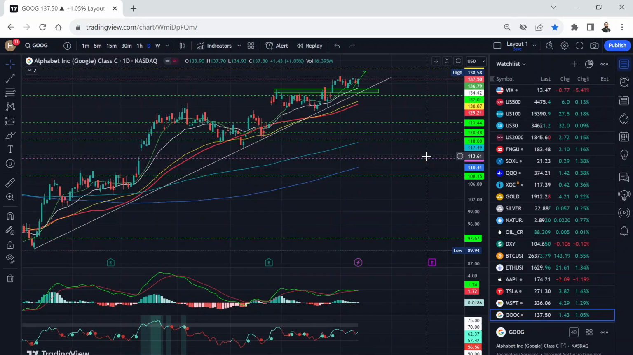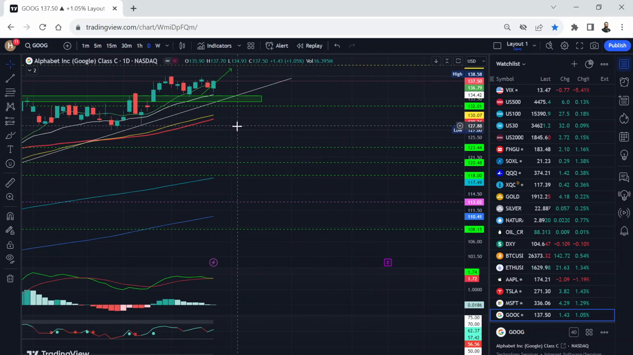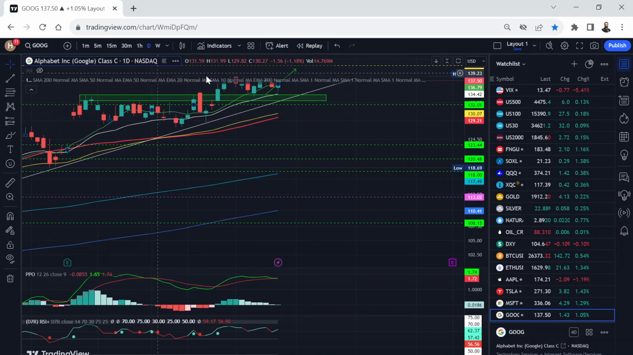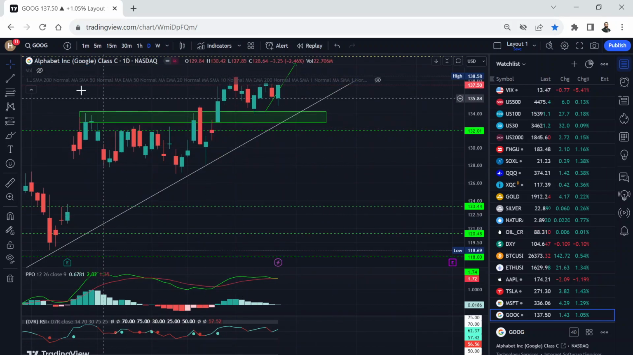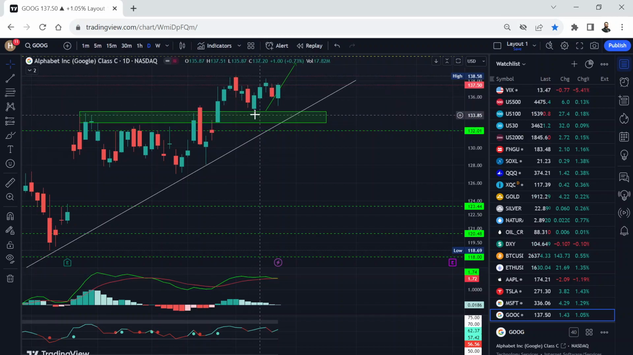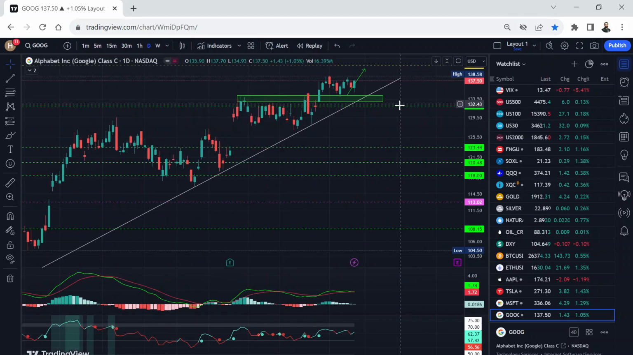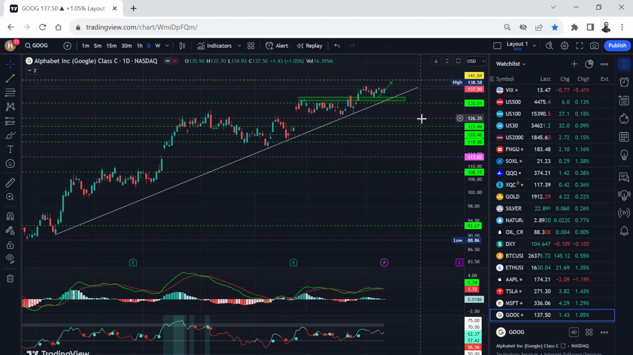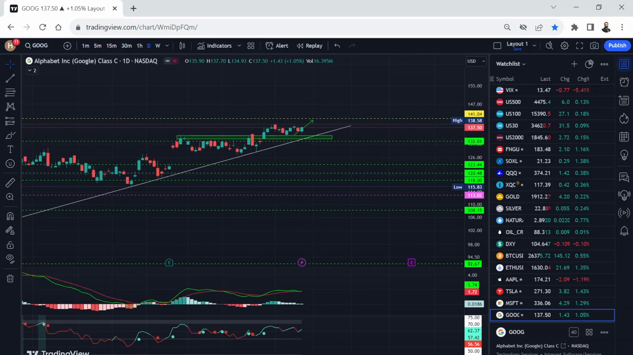Google is also not bad. You can see Google, if I zoom in here, let me hide this so it's clear. You can see this is better now. Google broke out, backtested support, and is now just holding it there. The other gap right now on Google is around 141, and that's my target at minimum.